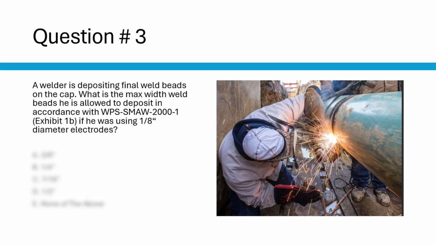Question number 3. A welder is depositing final weld beads on the cap. What is the max width weld beads he is allowed to deposit in accordance with WPS SMAW-2000-1 Exhibit 1B if he was using a 1/8 inch diameter electrode? A. 3/8, B. 1/4 inch, C. 7/16, or D. 1/2 inch, E. None of the above.